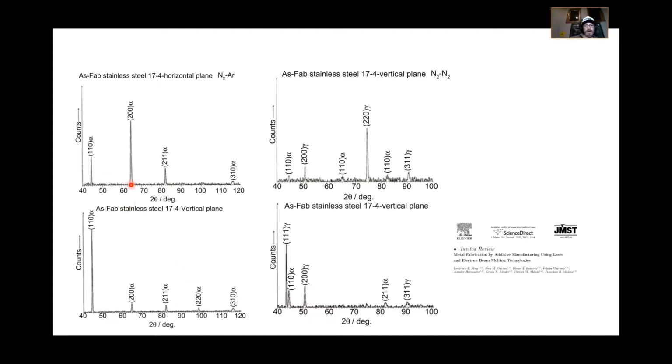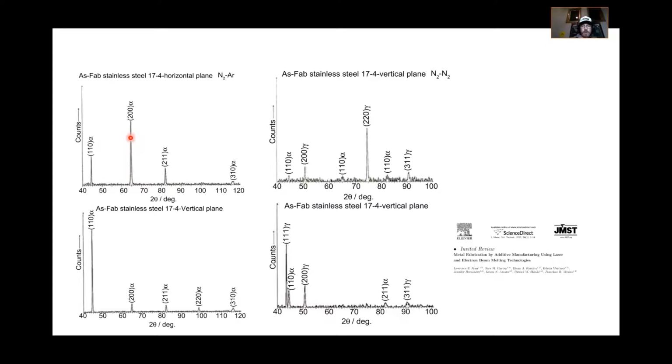So one is the difference in texturization. For this horizontal plane, 110 was not as intense as it was on the vertical plane. And so you could say that on the vertical plane, your microstructure, or your crystallographic orientation, was texturized to be 110. In the horizontal plane, that wasn't quite the case, and you could almost say it was texturized for 200.